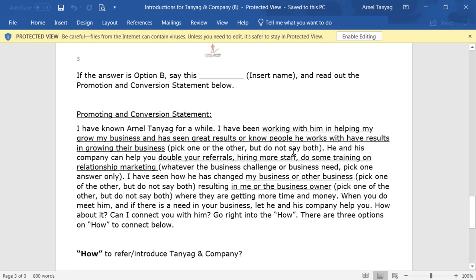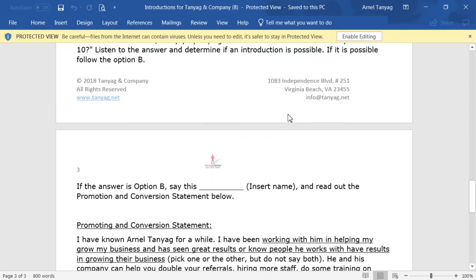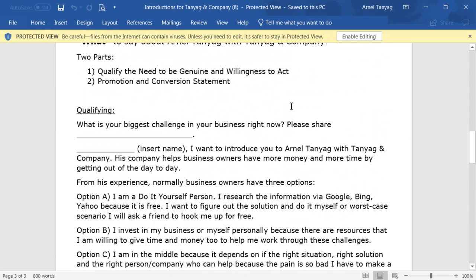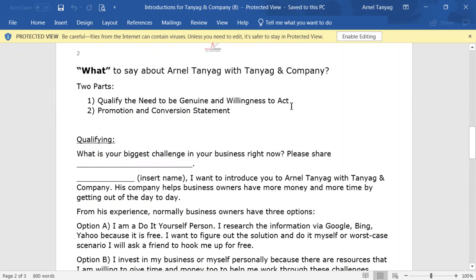When I give out referrals, I want to do my best, and I go back to this: qualify the need. Is there a genuine need and the willingness to take action? It's not a referral where they have an urgent need to act right now, but it's a possible need. Now the question is how serious they are to take action.